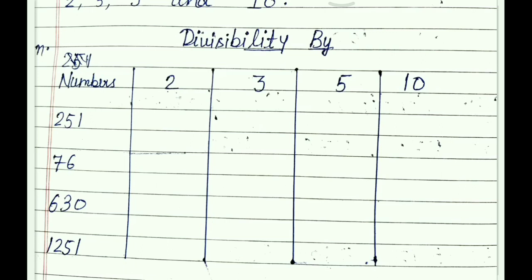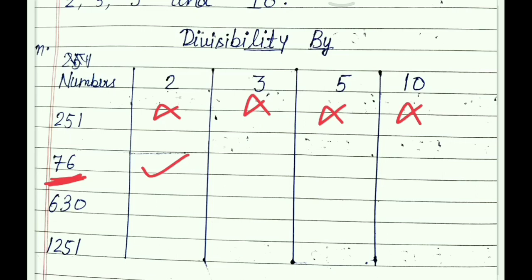Okay, 76 is given. Clearly I told you to look at the last ending digit. Firstly we will write this answer. 251 is not divisible by 2, 3 also not, 5 also not and 10 also not. Okay, we know the rule for 2: the last ending digit is 6, and that is divisible by 2, so 76 will be divisible by 2, so make the sign here.